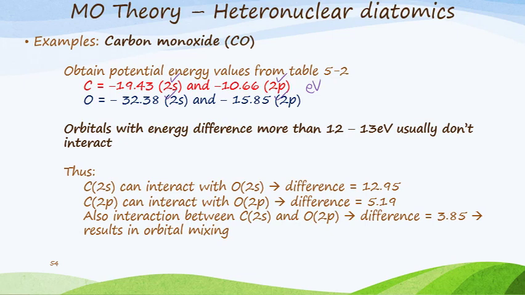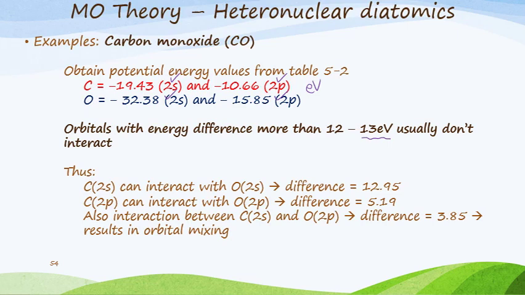Now, the major thing to remember is that orbitals with an energy difference of more than roughly 13 electron volts don't interact, and that non-interaction is going to result in a non-bonding orbital. But we'll get to that. We'll do an example where such a case exists.